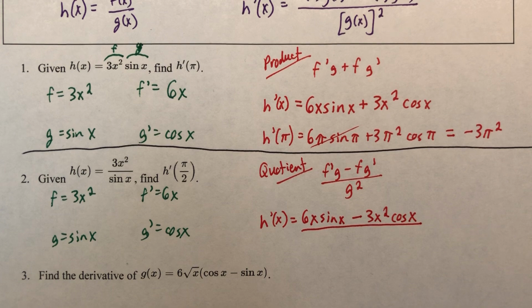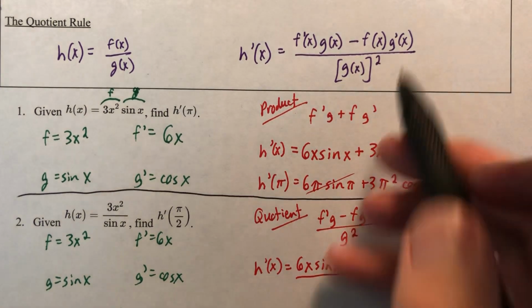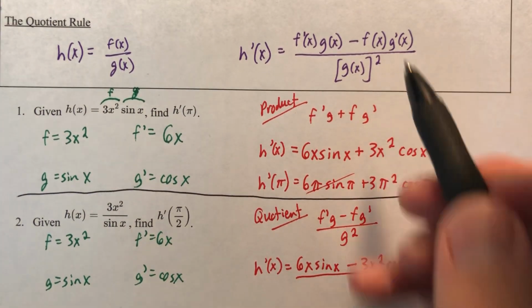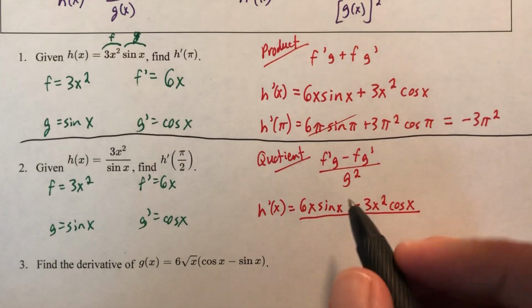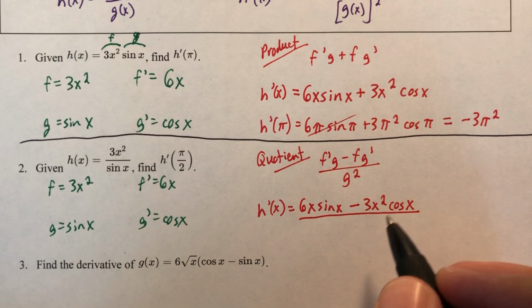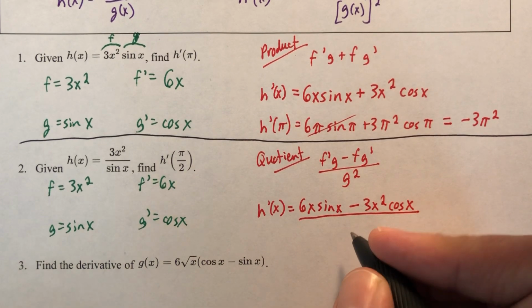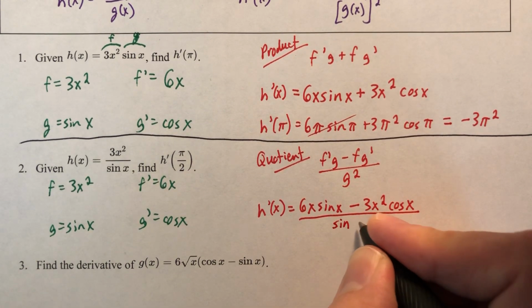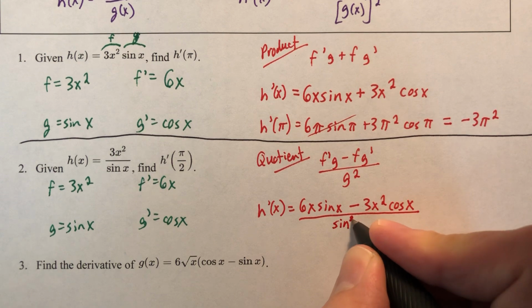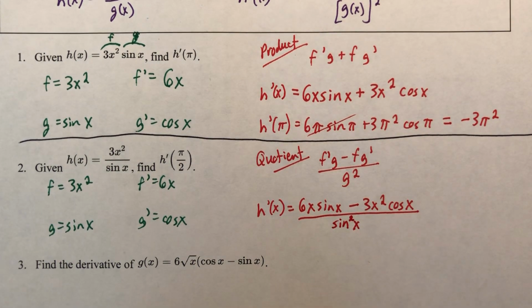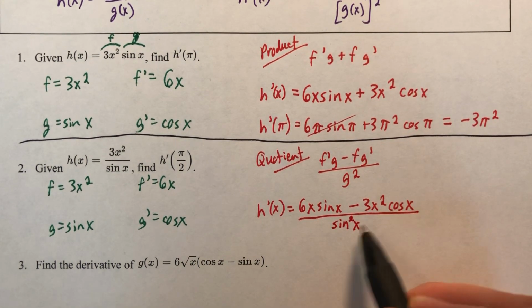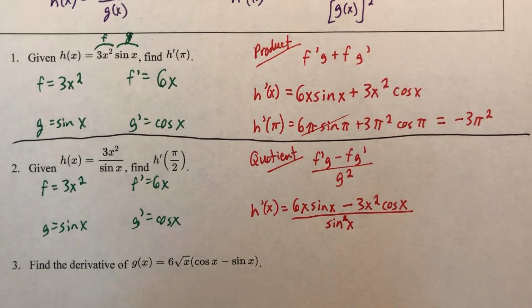There's a rhythm to it. F prime g minus f g prime, all divided by g squared. That's what I usually do. So f prime g minus f g prime, all divided by g squared. You have to hit a desk when you do it. So here's g squared, sine x squared. Let's put the squared there. Don't have to, but you can. If you put it at the end of this x, it's going to be wrong unless you put the whole thing in parentheses and then put the squared.